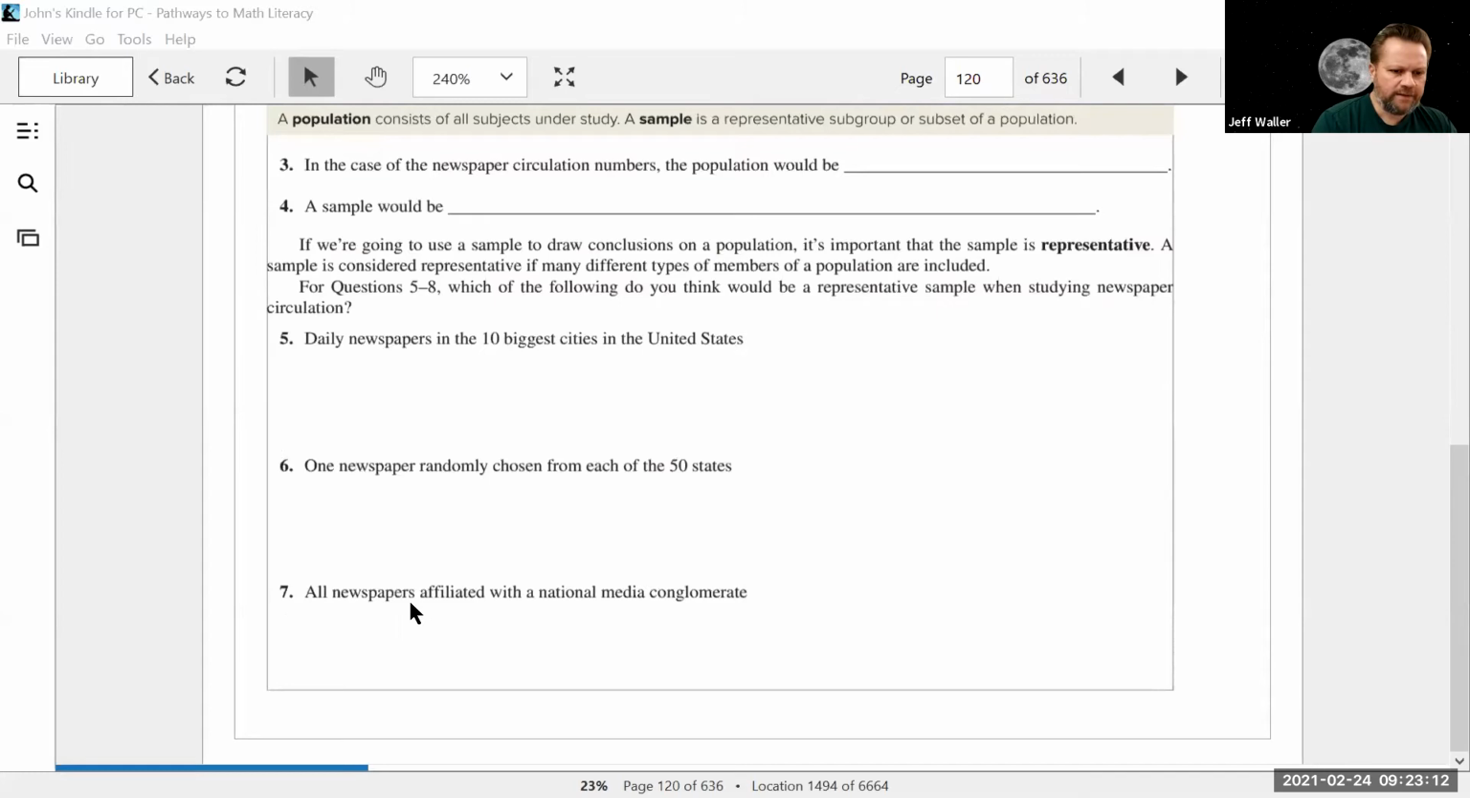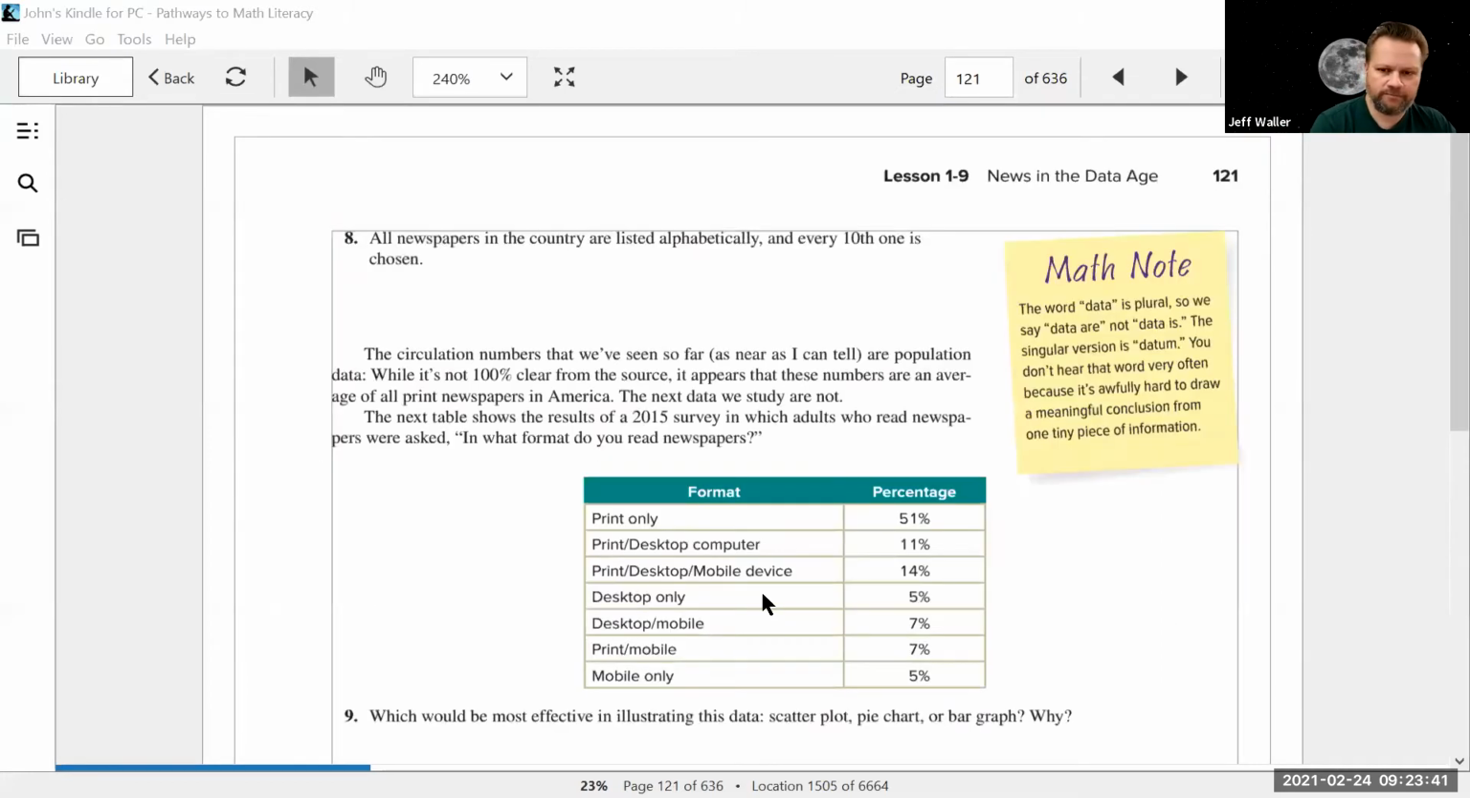Number 7 is obviously, and I'm saying obviously, is that good or bad? All newspapers affiliated with a national media conglomerate. No, choose independent newspapers. This is just remarkably bad. Have you guys ever seen the clip of all the different news stations saying the exact same thing because they all have the same parent company? That's a little scary. Well, that's actually very scary, but we've been like that for decades now.